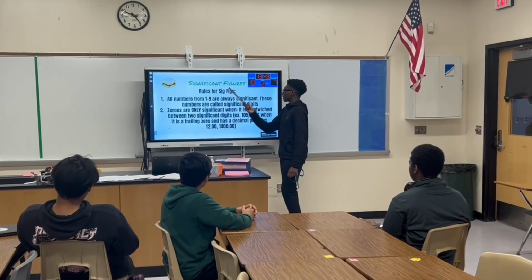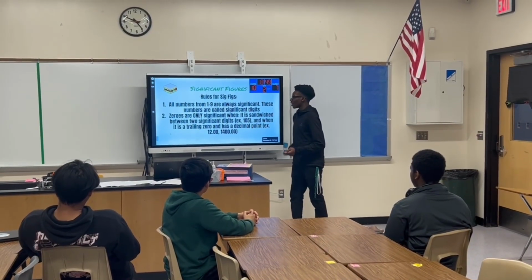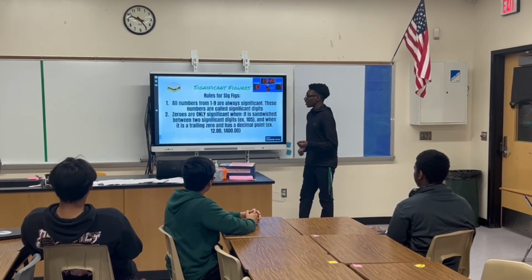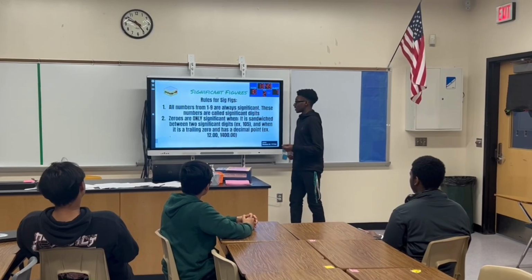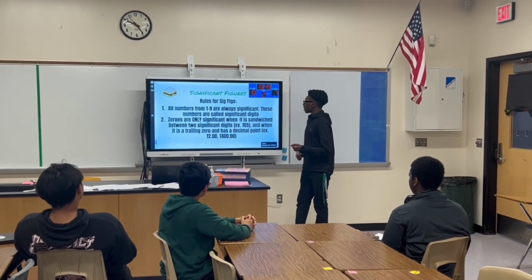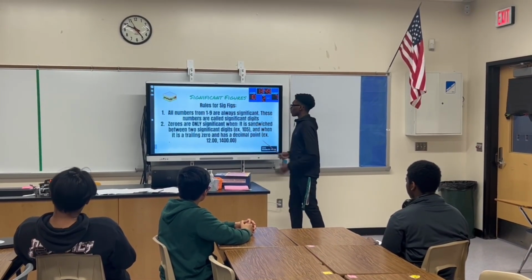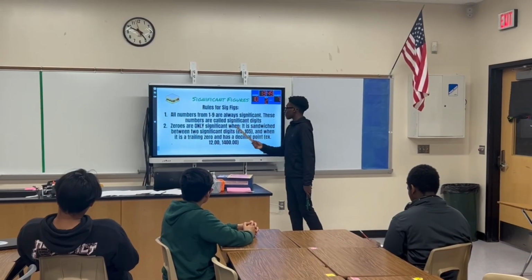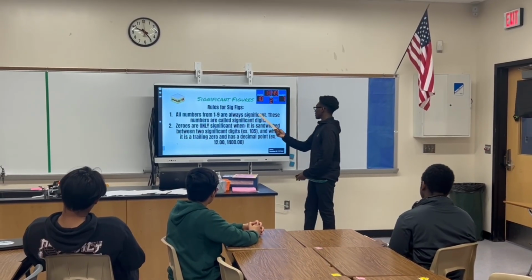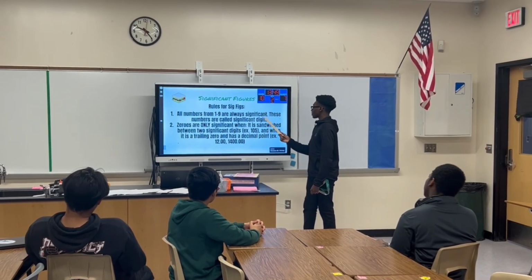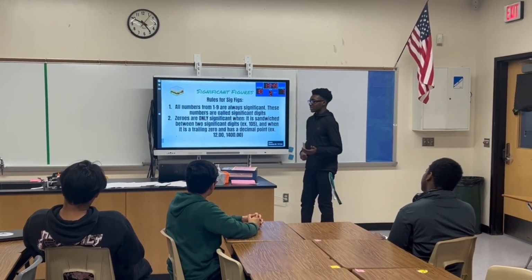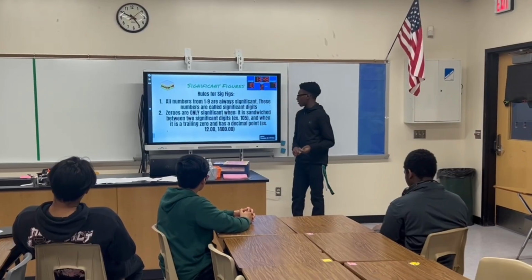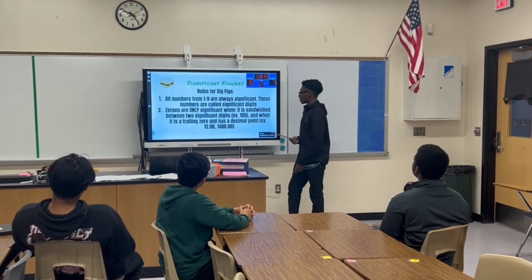So now we have significant figures, and this is honestly my favorite topic out of the topics we've covered so far in the scientific measurement unit. Here are the rules for sig figs. All numbers from 1 to 9 are always significant. These numbers are called significant digits. So if the number is from 1 to 9, remember it is significant and called a significant digit.